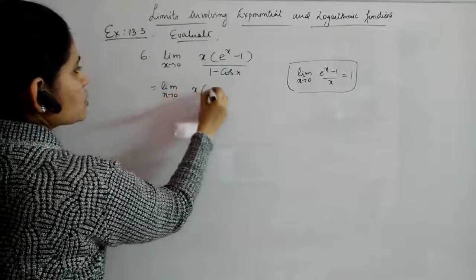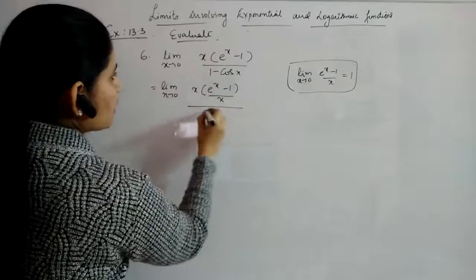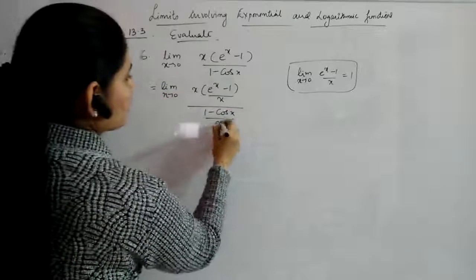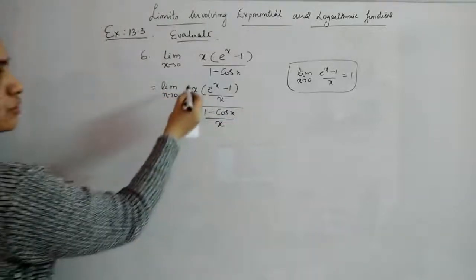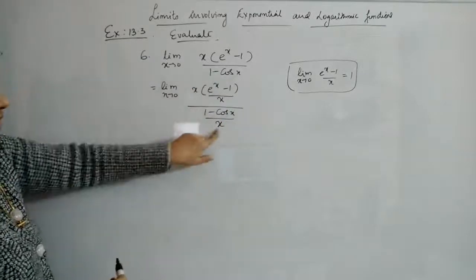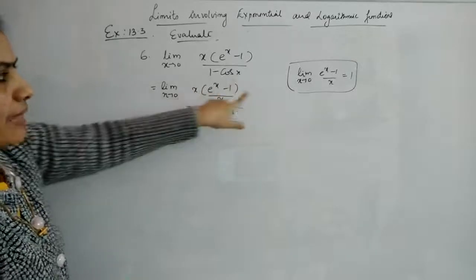So this is x into (e raised to x minus 1) divided by x, whole divided by 1 minus cos x, and the x will come down, right? Now we should not cancel these two. Instead, we have to combine this together with this, because the meaning of this is that this x will go up. That means it will become x square here.